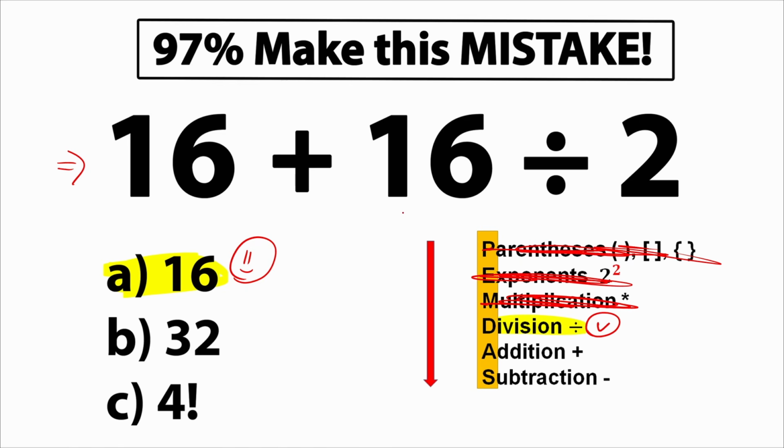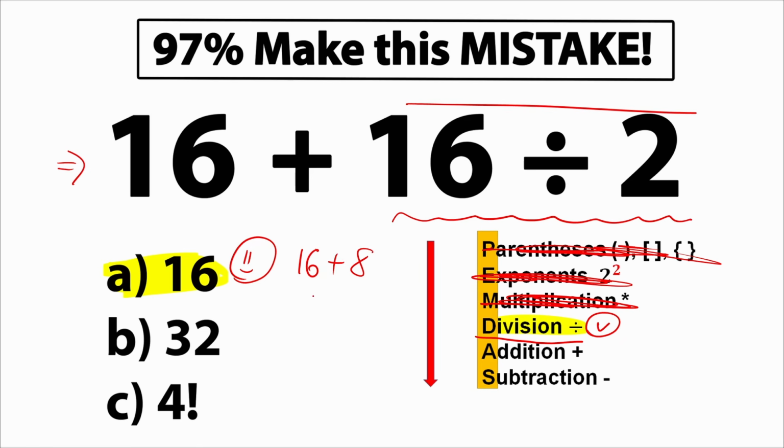Where do we have it? We have this division right here. So we need to do division before addition, because division comes first from the top to the bottom. So 16 divided by 2, this is our first step. So we have 16 plus 16 divided by 2, which is equal to 8. So we have 16 plus 8.